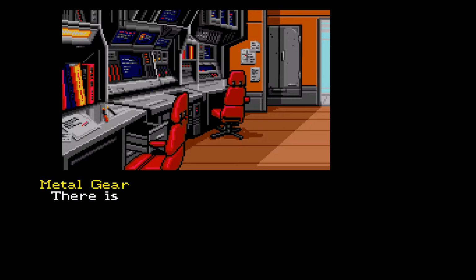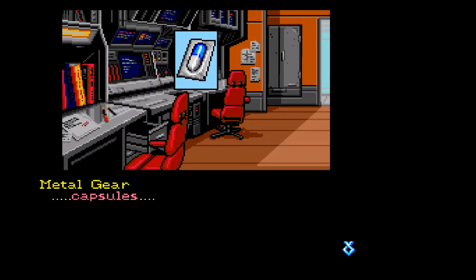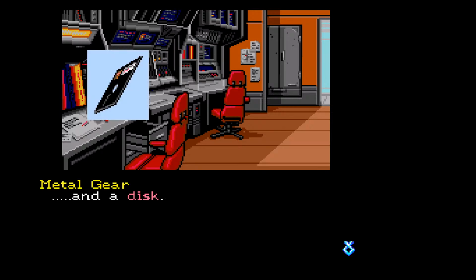Alright, I will try the key. There is something in the drawer. Capsules. And a disc.